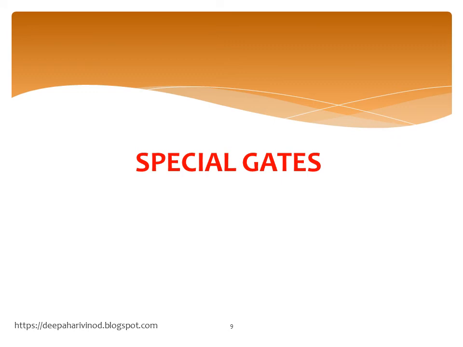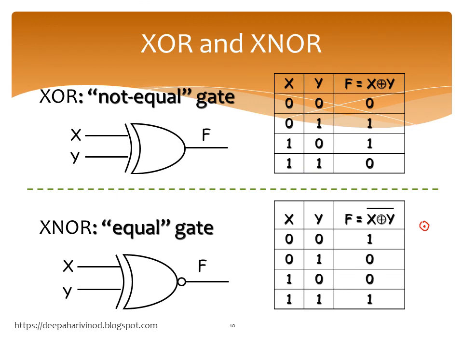Next, about special gates. The gates coming under special gates are the XOR and XNOR gates. Here we can see the XOR and XNOR gate. This is the symbol for the XOR gate. It consists of 2 inputs, X and Y. F is the output, and we can represent it as F equal to X XOR Y. And the symbol for XOR is a plus circled.